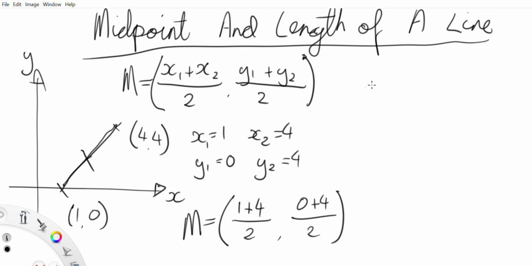I'm going to just rewrite it over here. That would mean that M equals 1 plus 4 is 5, divided by 2 is 2.5. And for the y's, 0 plus 4 is 4, divided by 2 is 2. So the coordinates for the midpoint here is 2.5 and 2.